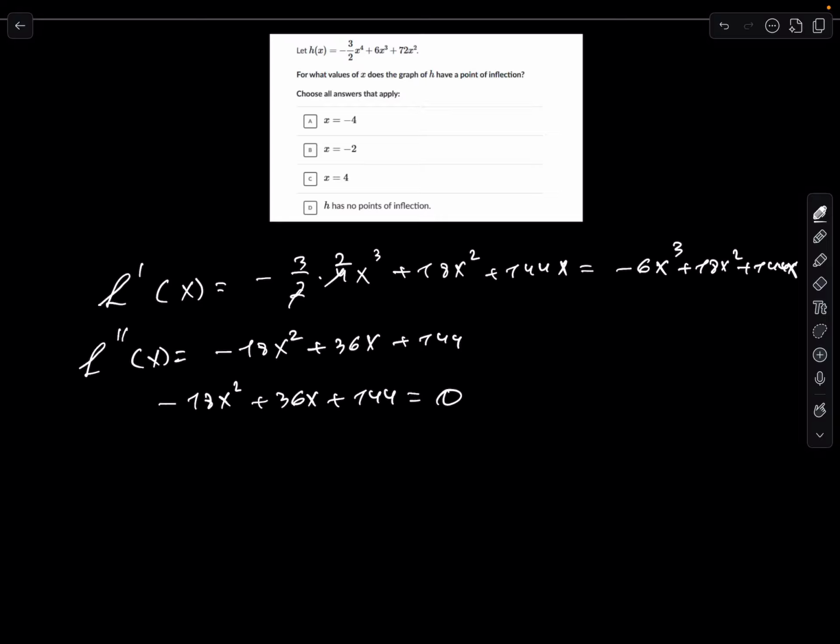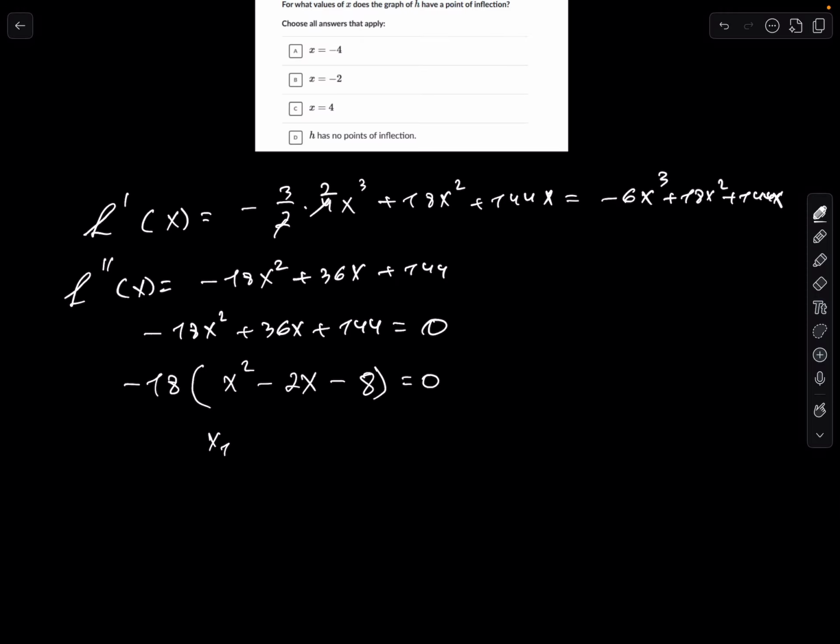I'm really sorry. Why am I confusing this? Inflation is a concept from economics, whatever. Well, we can factor out 18. Here we're going to have negative x squared plus 2x plus 8, equal to 0.